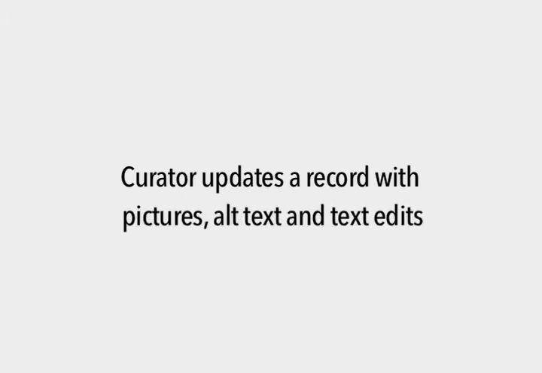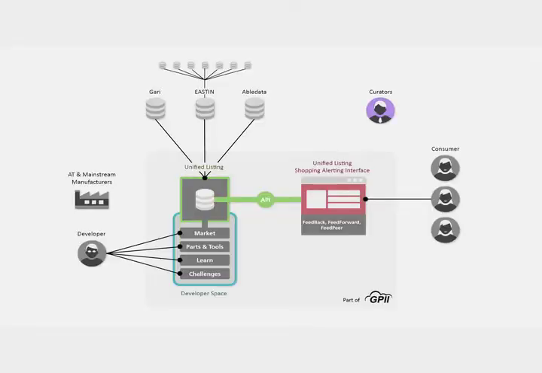Now let's talk about a curator who's updating a record by putting in pictures and alt text, or they may edit the entry to be more accurate or add additional information. So here, a curator working on the shopping and learning interface adds pictures and descriptions. This is fed back through the API to the unified listing, and then all of that additional information is fed to the different databases and to the manufacturer.